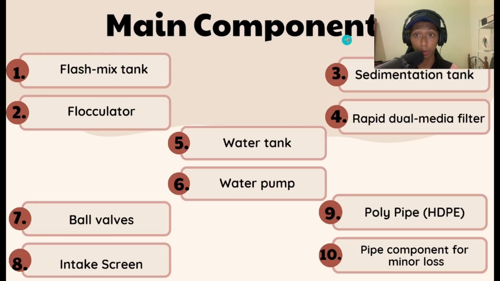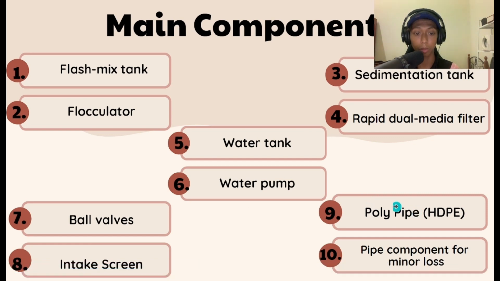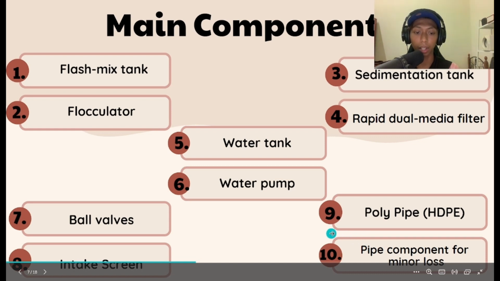So there are several main components that we use in this project. The first one is the flash mix tank, the second one is the flocculator, third is the sedimentation tank, fourth is the rapid dual media filter, five is the water tank, six is the water pump, seven is the ball valve, eight is the intake screen, nine is the poly pipe. We use the poly pipe rather than PVC pipe. We are choosing to use the poly pipe. And ten, lastly, the pipe components for the minor losses.